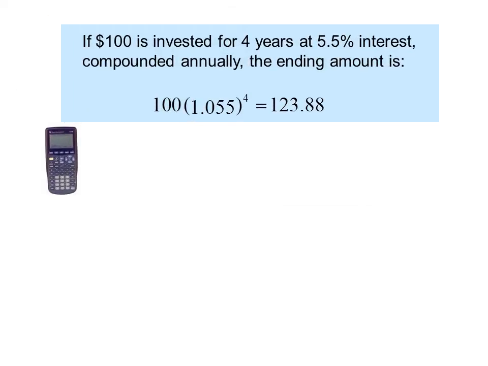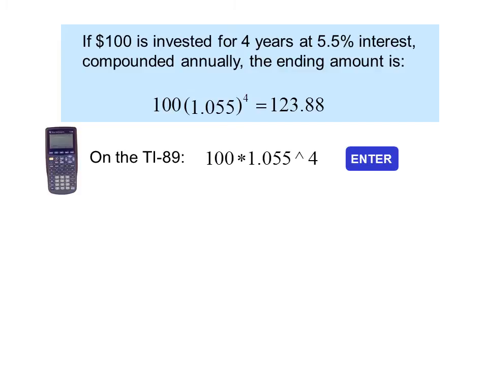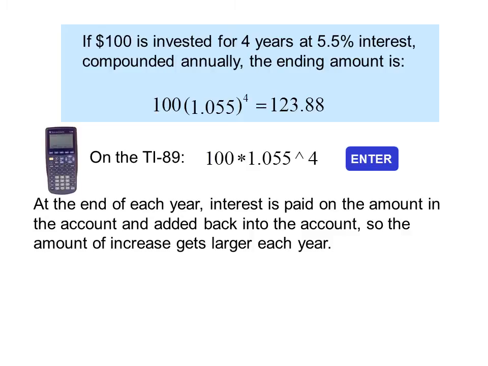If $100 is invested for 4 years at 5.5% interest compounded annually, the ending amount is 100 times 1.055 to the fourth, or $123.88. On the TI-89, we'd enter 100 times 1.055 raised to the fourth power and press enter. At the end of each year, interest is paid back in the amount in the account and added back into the account, so the amount of interest gets larger each year.